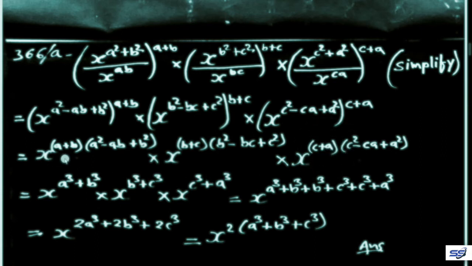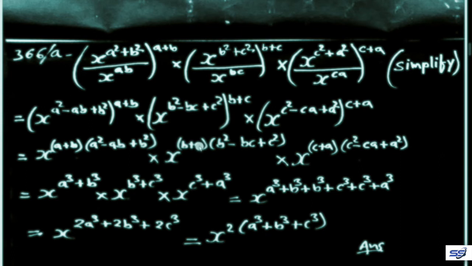Now the base is x here, base x, and the power, this power shall be multiplied both. We can also see here that this is in the expanded form of the formula: a cube plus b cube. This is b cube plus c cube. This is c cube plus a cube.